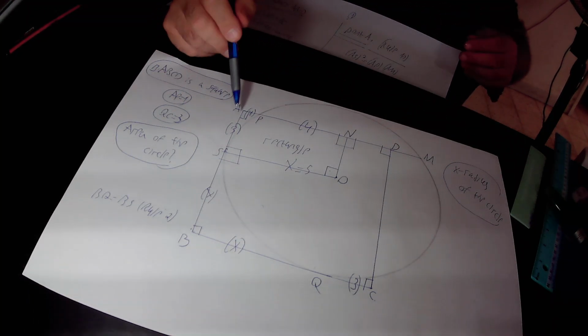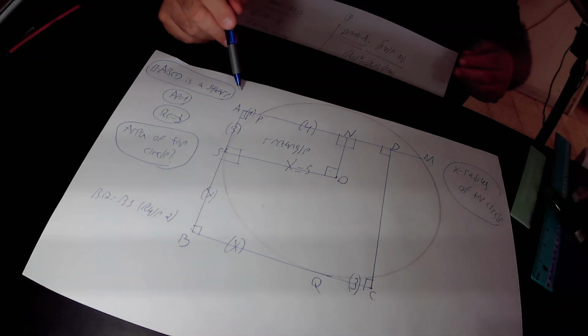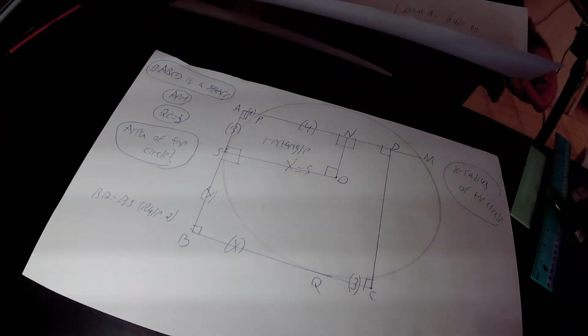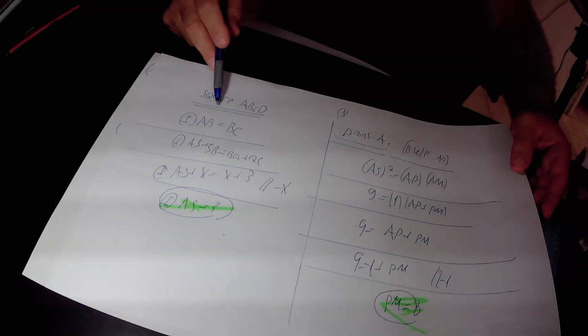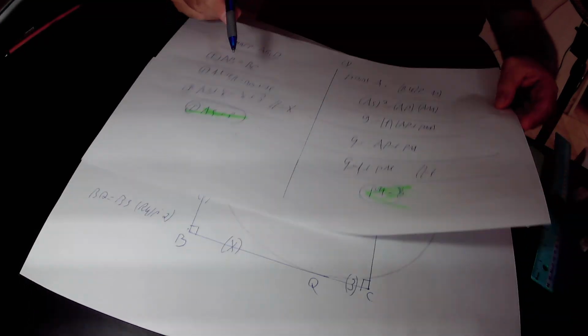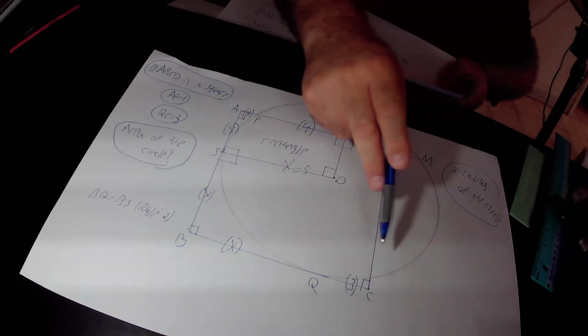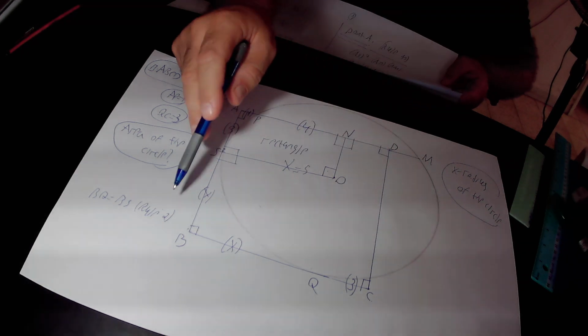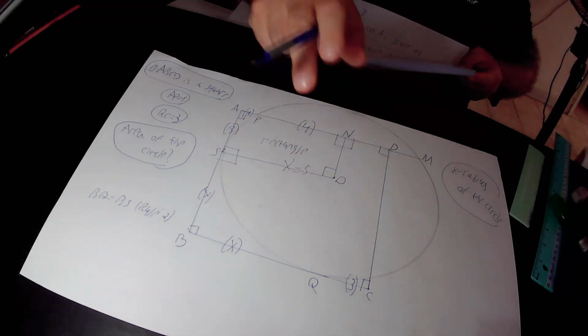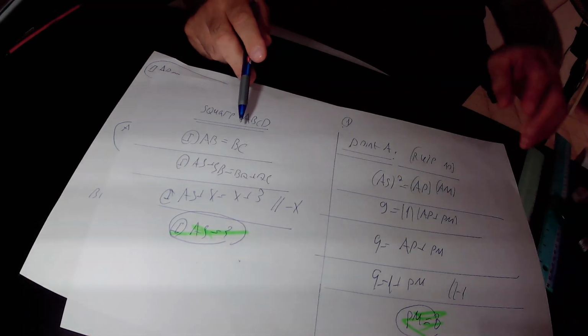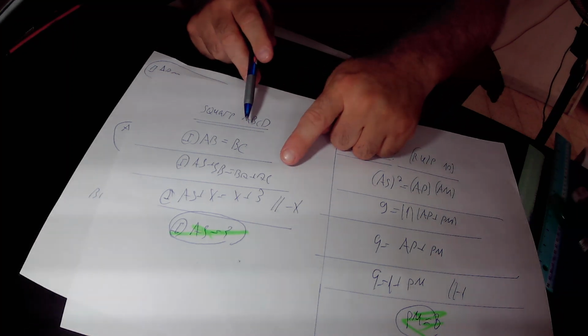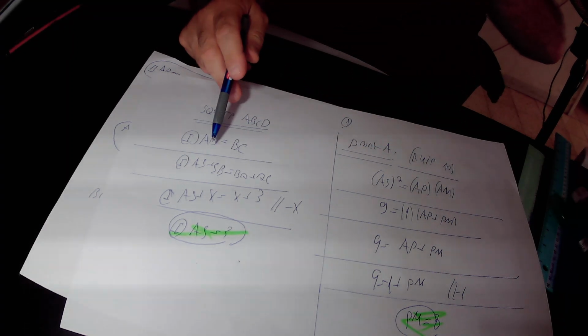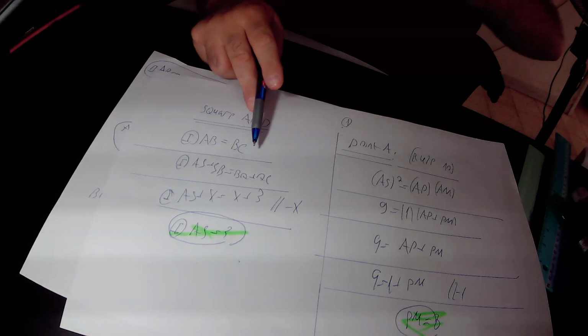AB in total equals AS plus SB, so we substitute AB by AS plus SB. And BC in total equals BQ plus QC, so we substitute BC by BQ plus QC. So in total we found that AS plus SB equals BQ plus QC.